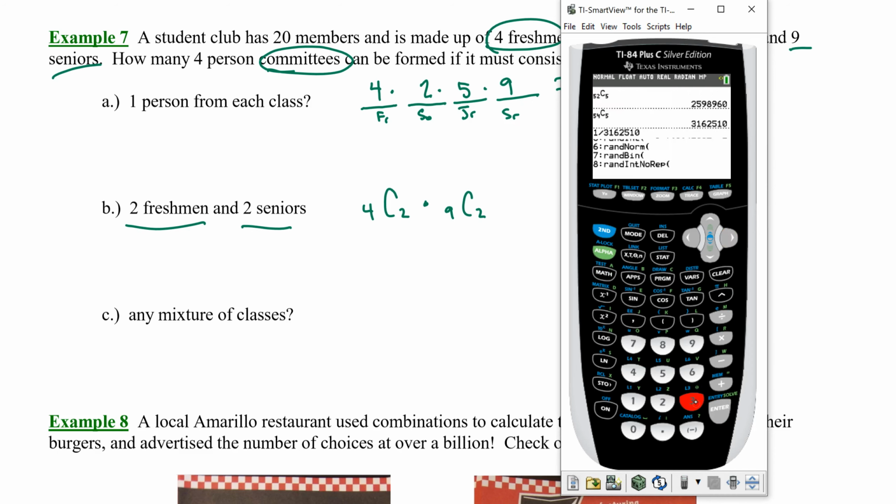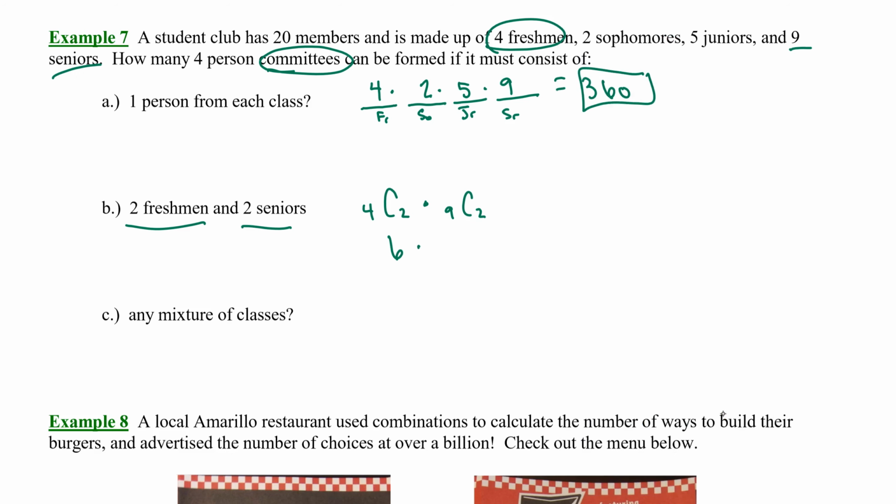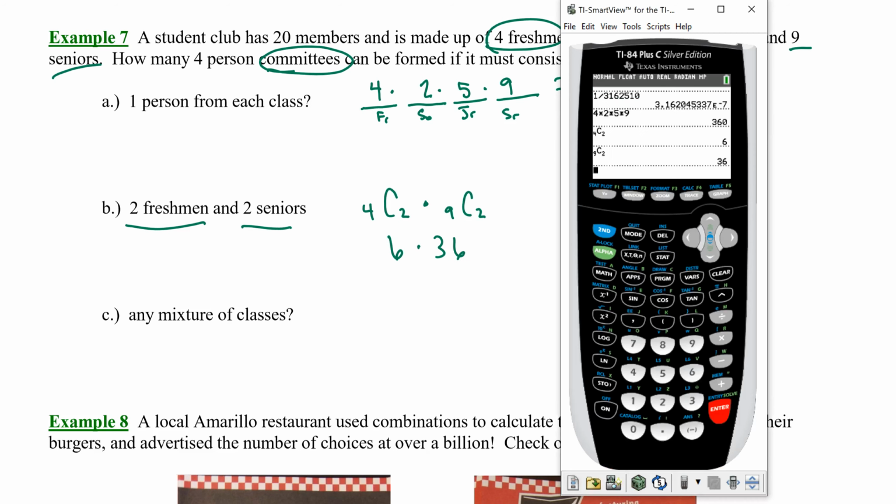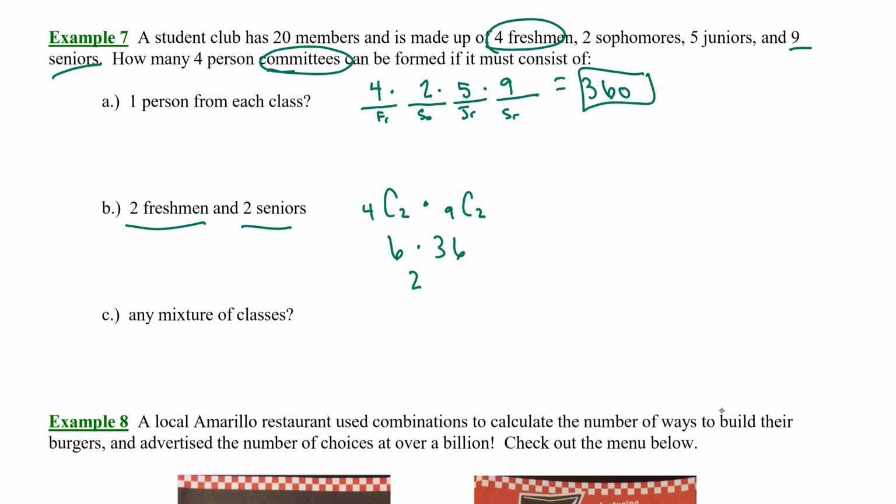Now, I'm going to calculate these one at a time so I can see the details. Let's calculate 4C2. There's 6 possible ways to choose 2 freshmen from 4. And then I'm going to calculate 9C2. This is going to give us the total number of ways we can choose 2 seniors from 9. So 6 here and 36 here. So let's go ahead and multiply those together, and we get a total of 216 possible committees.